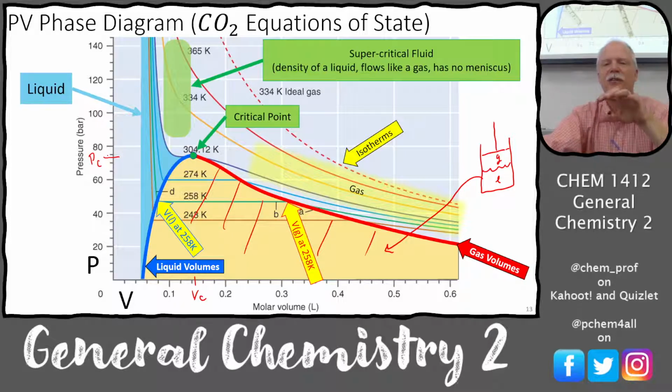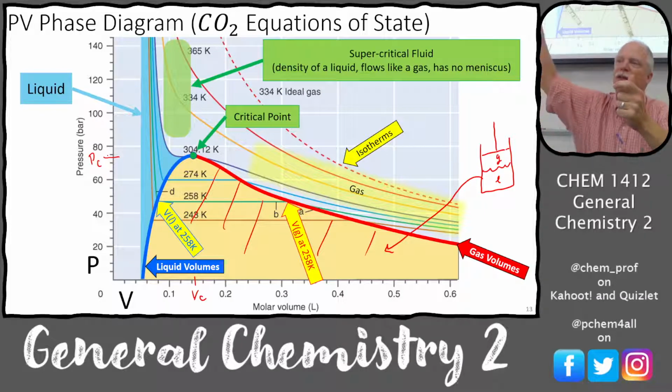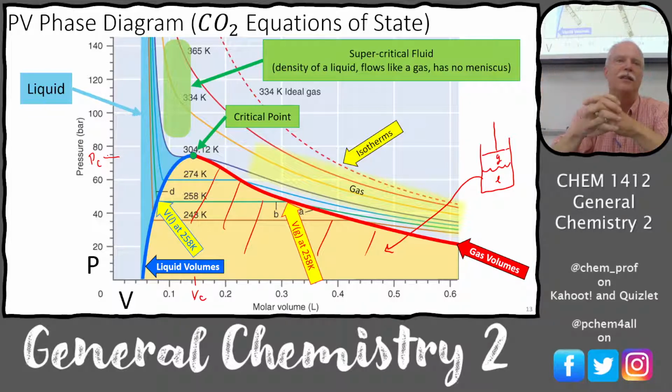And the reason it's interesting is that it has the density of a liquid, but it flows like a gas, like through tubes and stuff like that. And it has no meniscus, so it completely fills the whole container. Whereas over here, the liquid is down in the bottom of the container and the gas is at the top. And so they're starting to move towards using supercritical fluid for some cleaning operations like dry cleaning.